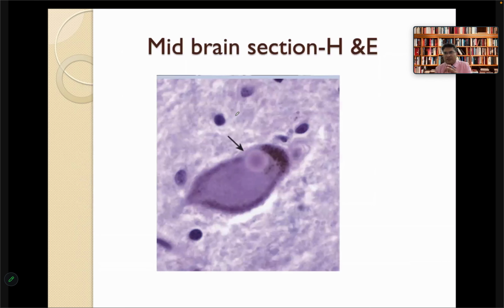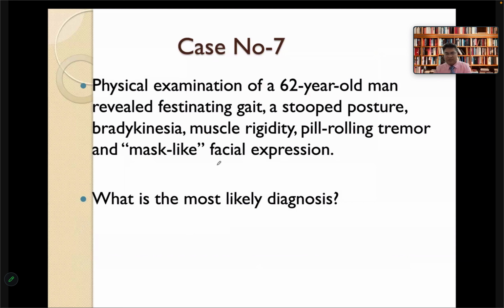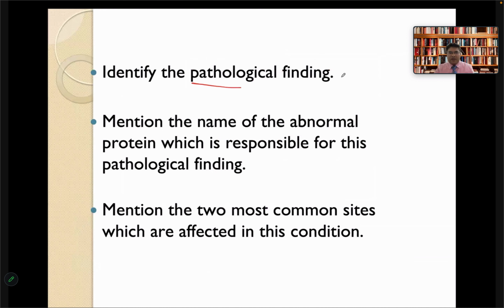Now, when you see this image, your diagnosis should change, right? In this image, you see a very important structure which is present inside the cytoplasm of the neuron. This is called Lewy body. And now your diagnosis will change to Parkinson disease. So the most likely diagnosis here is Parkinson disease. So identify the pathological finding. The pathological finding is Lewy body. Lewy is the name of the scientist who first described this. And mention the name of the abnormal protein.